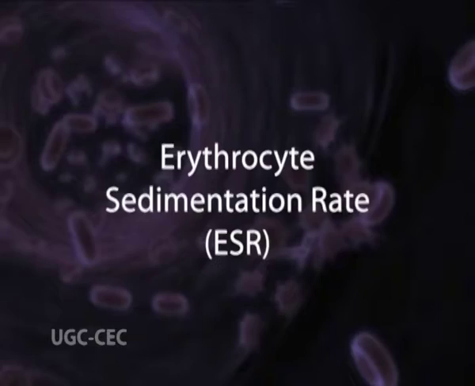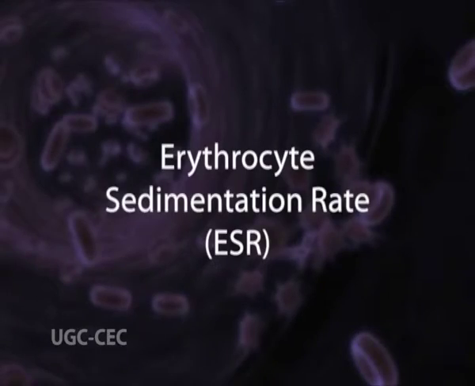An increased PCV generally means dehydration or an abnormal increase in RBC production. It helps in detecting anemia or polycythemia. Both are potentially life-threatening disorders.